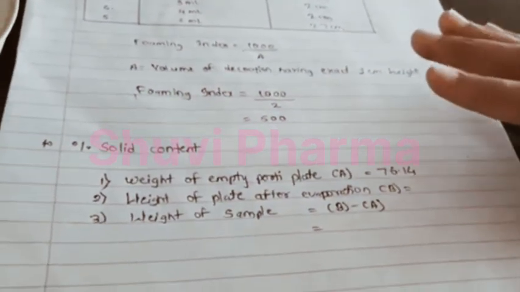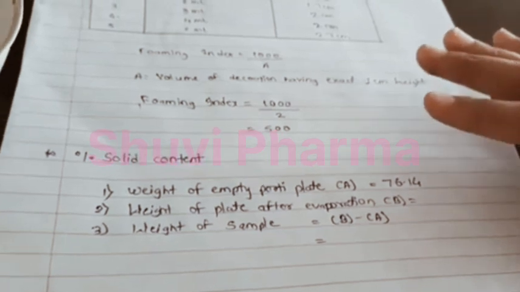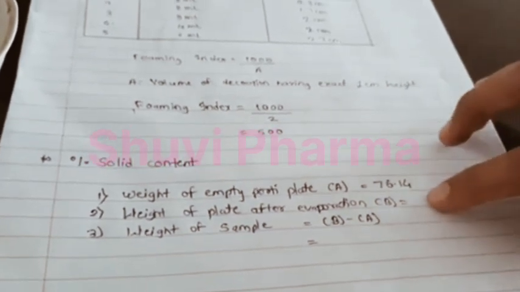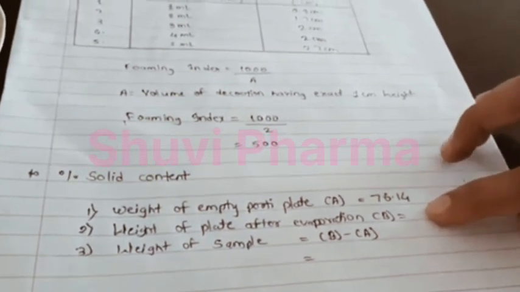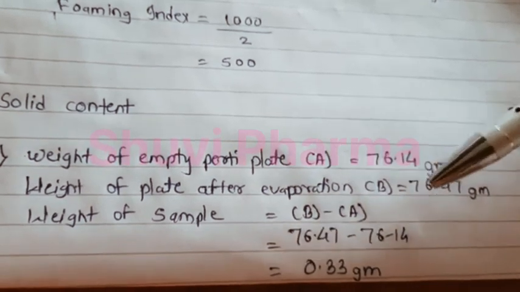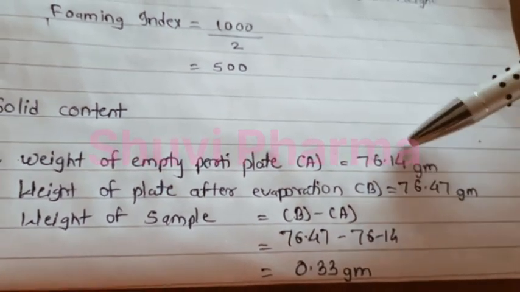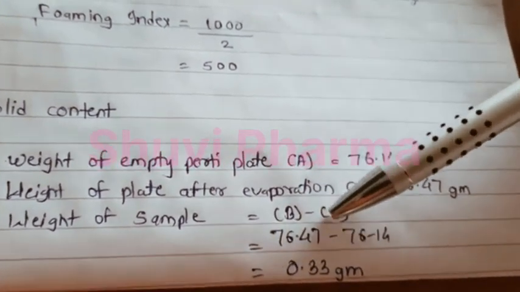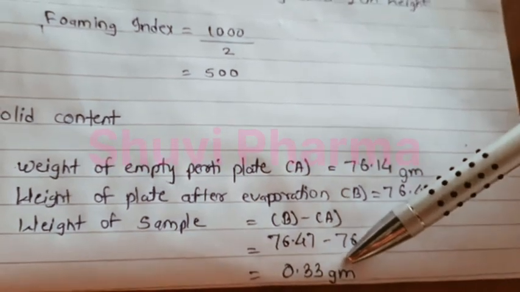Now we will keep this petri plate or evaporating dish for evaporation, and after that we will note down the weight of that evaporating dish, and we will note down the weight of sample by subtracting both of them. Okay, after evaporation, now we will note down the weight of this evaporating dish. So the weight obtained is 76.47 gram. So we have noted the weight of the petri plate after evaporation. Okay, so weight of the sample, B minus A, was obtained as 0.33 gram.